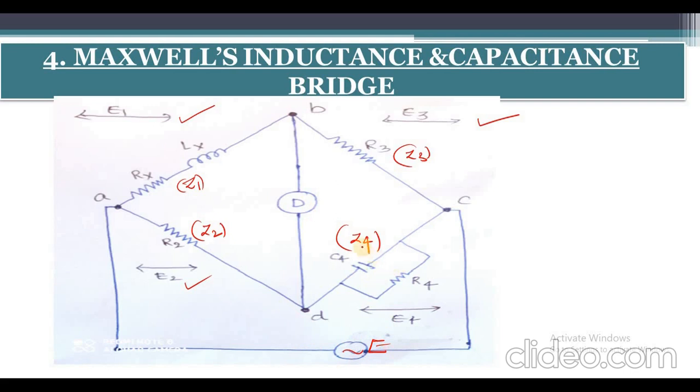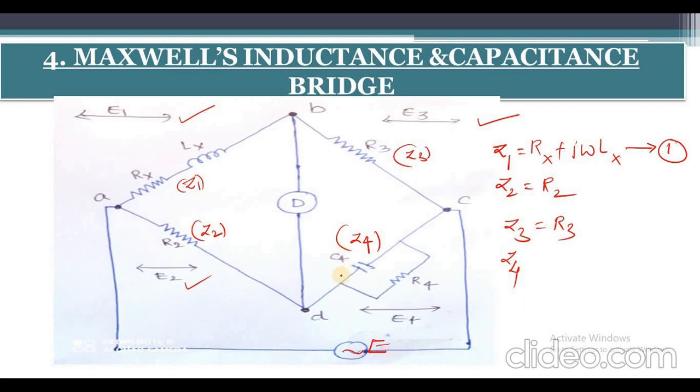Our main aim is initially to find the impedance values, that is the Z1 value. Both of these are connected in series, so Z1 is equal to Rx plus XLx, that means j omega Lx. So this is the Z1 equation. The Z2 equation is R2, as it consists of one resistor R2 only. The Z3 equation is R3.